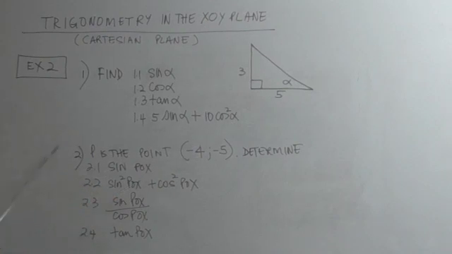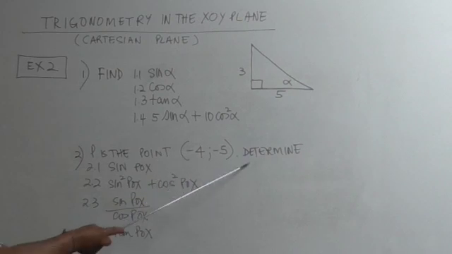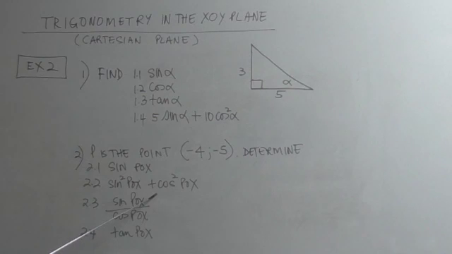Number 2. P is the point (-4, -5). Determine 2.1 sine P of x, 2.2 sine squared P of x plus cos squared P of x, 2.3 sine P of x over cos P of x, 2.4 tan P of x.